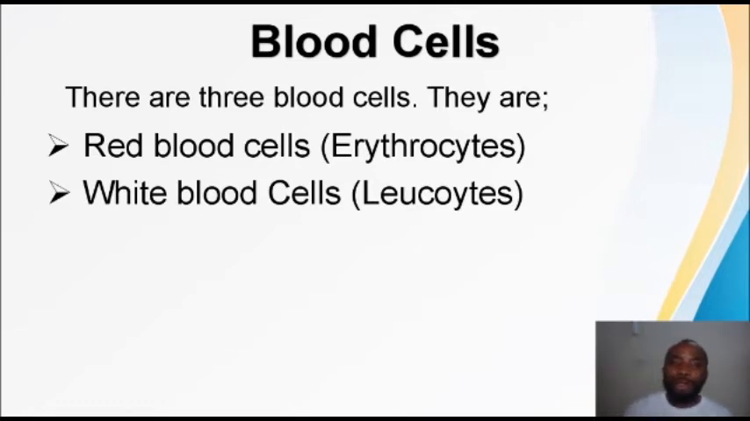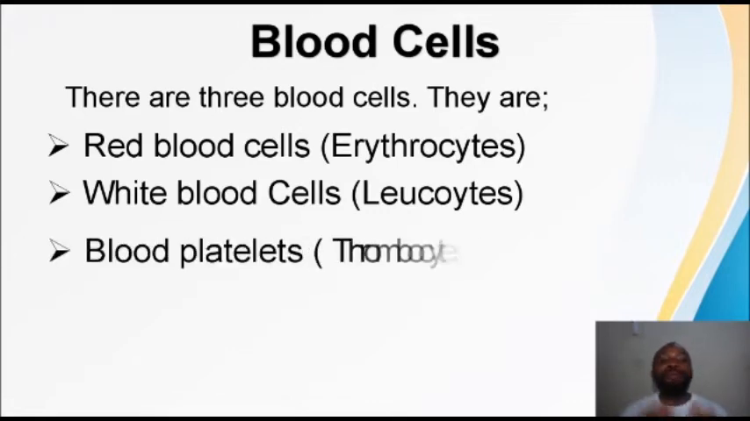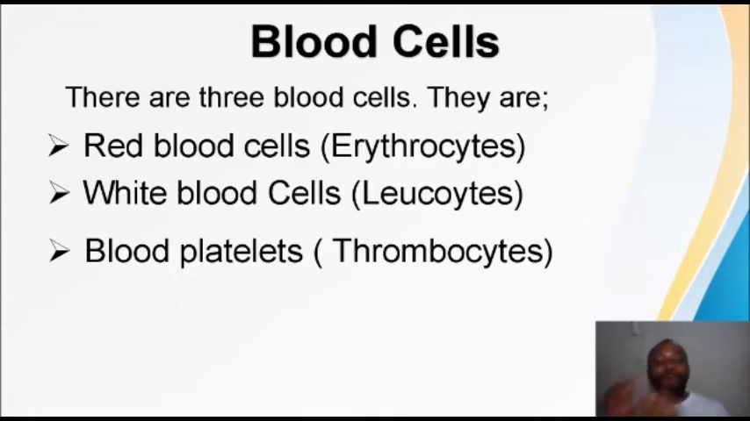Tell me what will be the third one. Somebody is saying green blood cell, brown blood cell. Okay, since we say white and red, the other one should be what? Oh, it's not true. It's not a color. The next one is blood platelets. You see, it does not have color. Another name for it is thrombocytes.